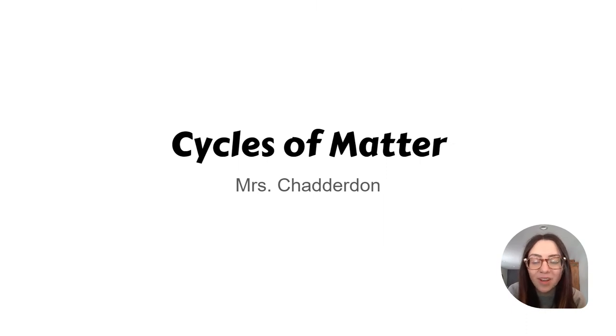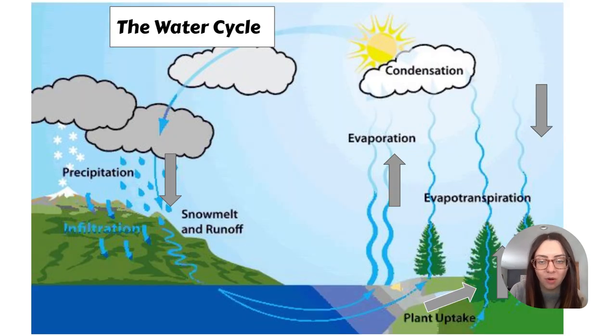All right, this video is on the cycles of matter. This will be important to understand for your bottle ecosystems. All right, so we're going to start with the water cycle. Now, all of the water that we have here on Earth today is all of the water that we've ever had. It just continues to cycle.